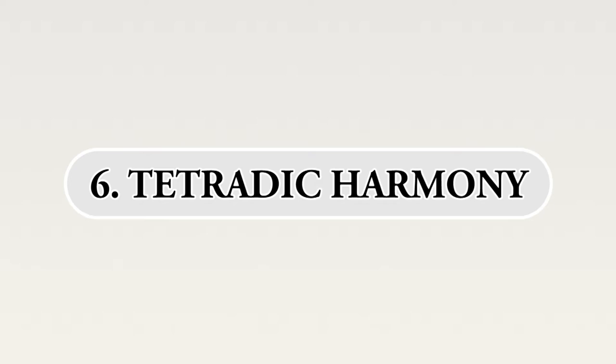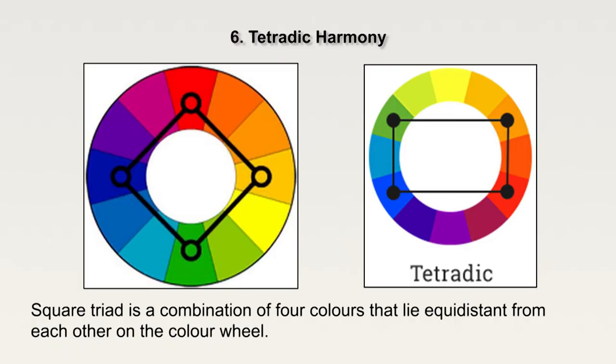Tetradic color harmony. A combination of four colors that lie equidistant from one another on the color wheel is called tetradic. There are two types of tetrad, a square tetrad and a rectangular tetrad. In a square tetrad, four colors are placed equidistant from one another on the color wheel.